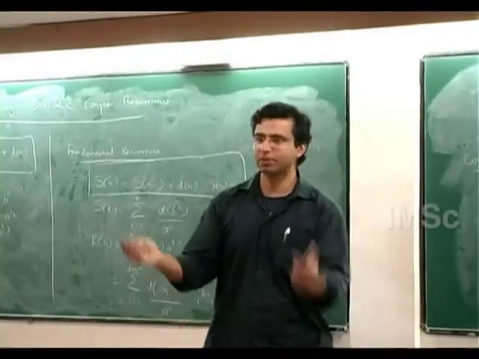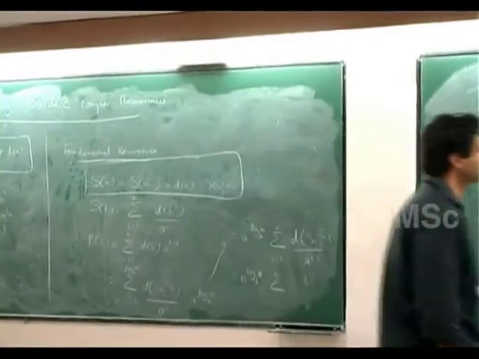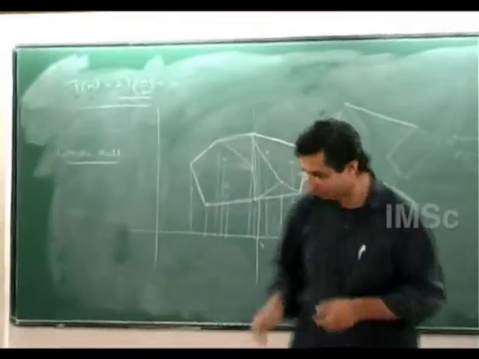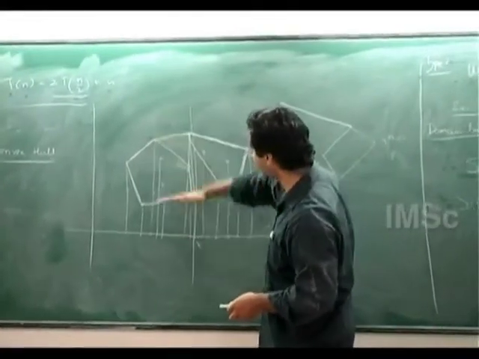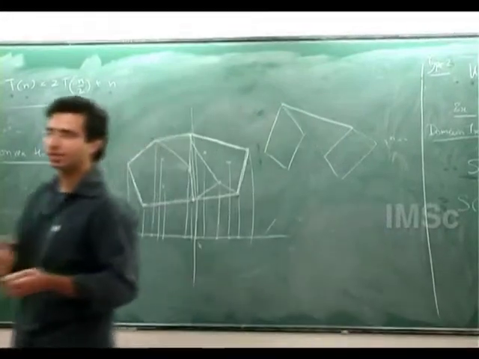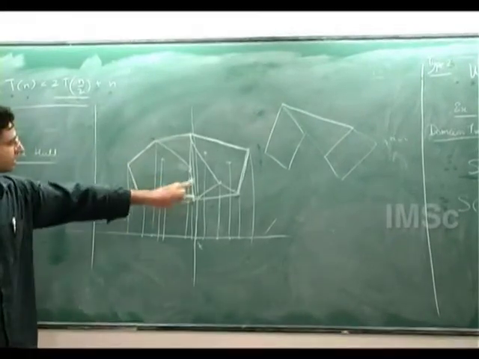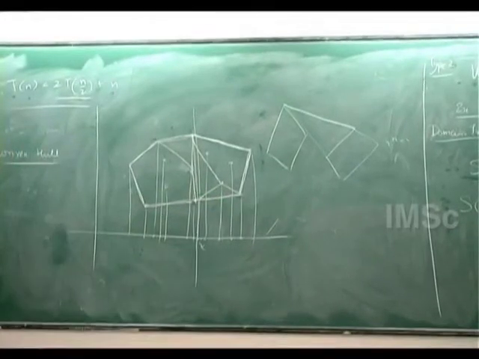Okay. So you never have a point common to both the sets. So what I want to say is there is a nice linear algorithm to find the upper tangent and the lower tangent. If you play around with that idea, you will figure out that there is a nice linear algorithm to find the upper tangent and the lower tangent. So what we have is this nice recurrence.